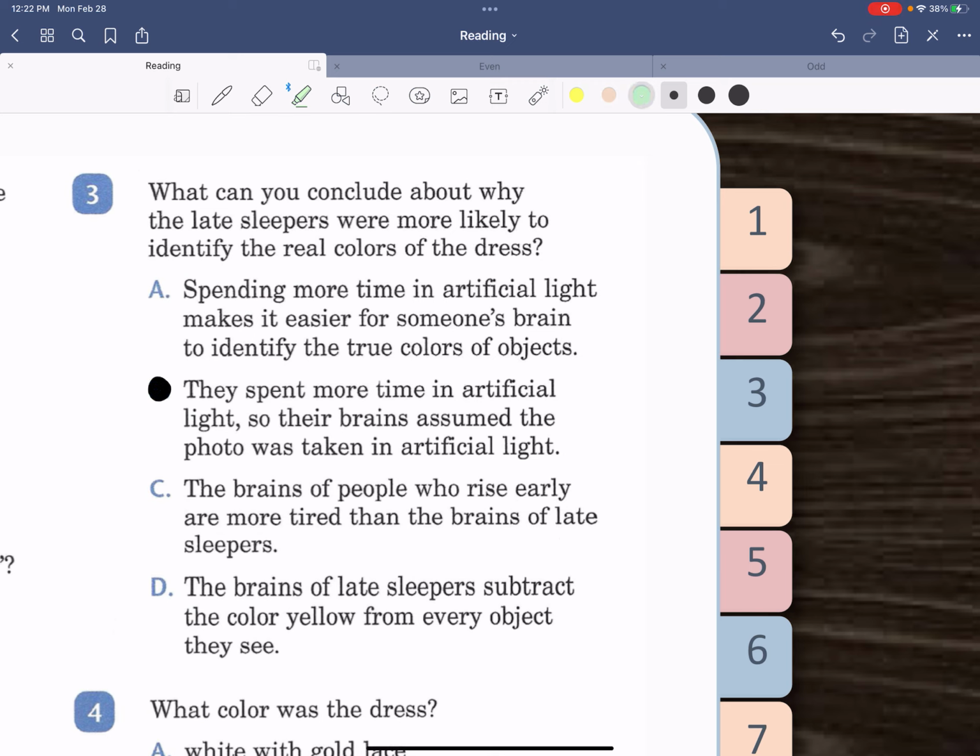because they were exposed to more artificial light, their brains assumed the photo was taken in artificial light. So these people are used to artificial lighting. They don't get as much sunlight as someone who rises early.